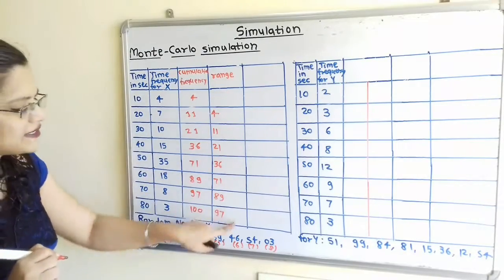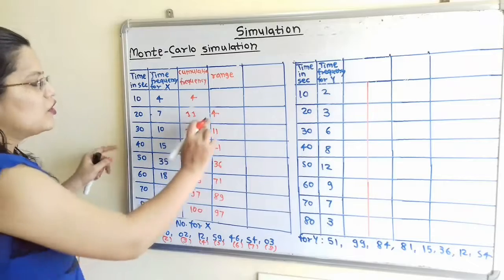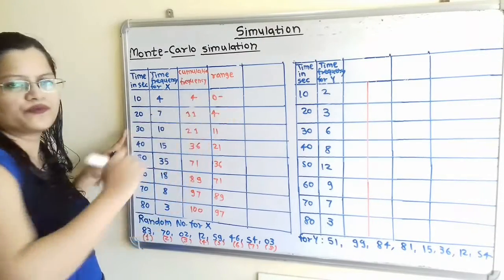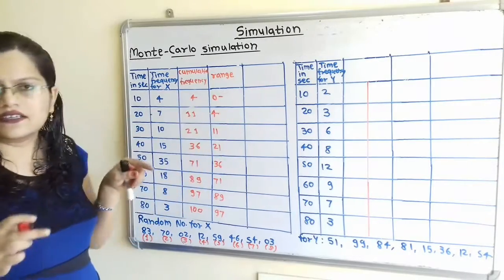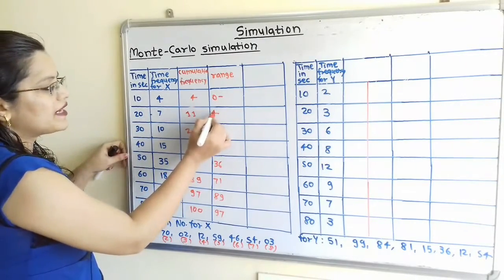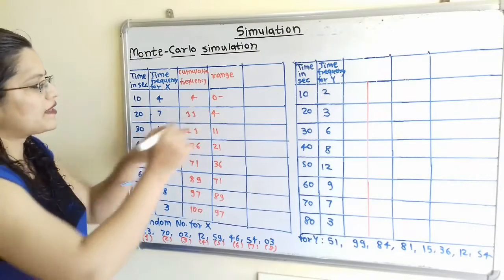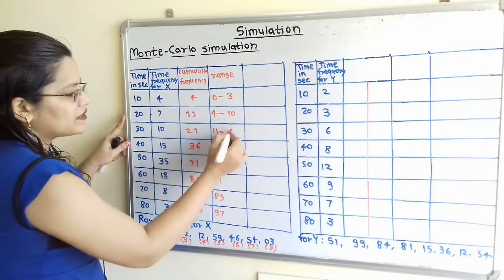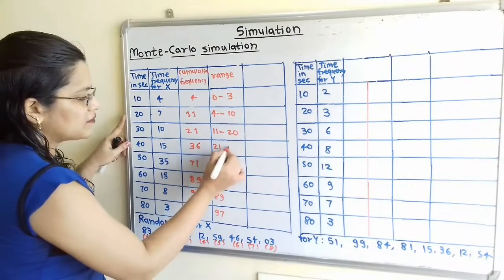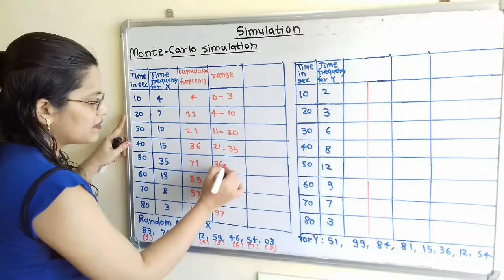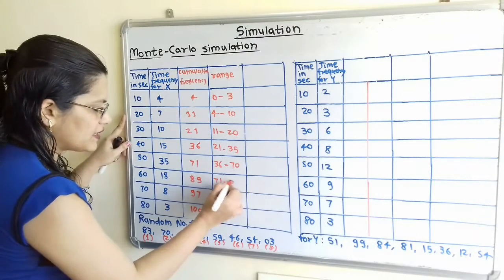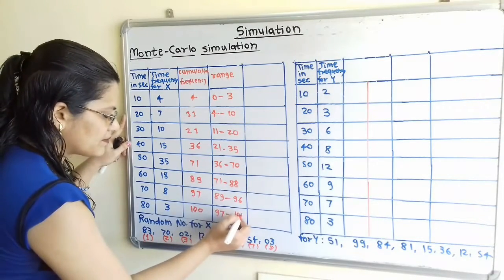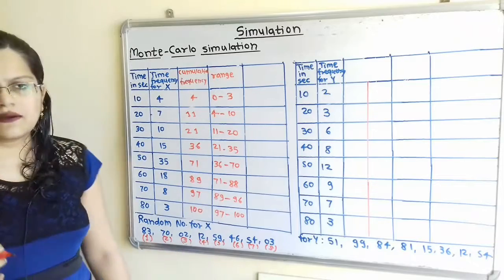Now how to decide the second number? So these are the initials. For the first row we will start from 0. Now how to decide the second number? We have to take one number less than the next row, that is 4 minus 1, 3. Here 11 minus 1, 10. 21 minus 1, 20. Then 36 minus 1, 35. Then 71 minus 1, that is 70. Then here is 88. Then here is 96 and here the last one is 100. So this range is getting completed.